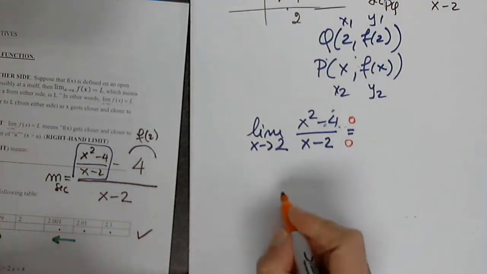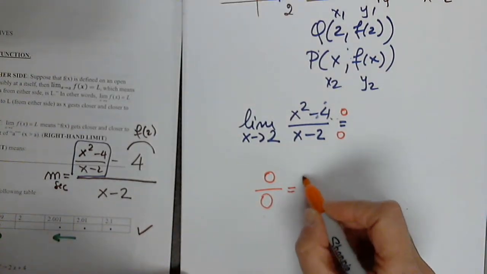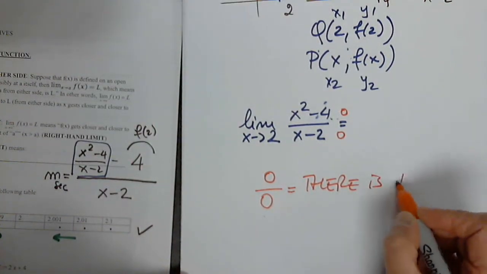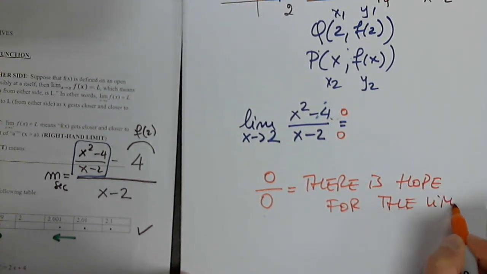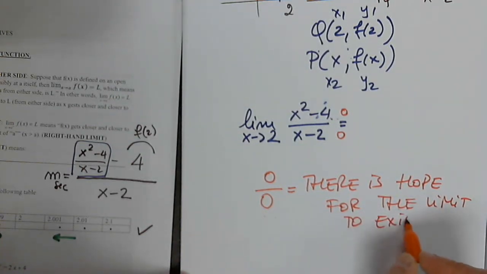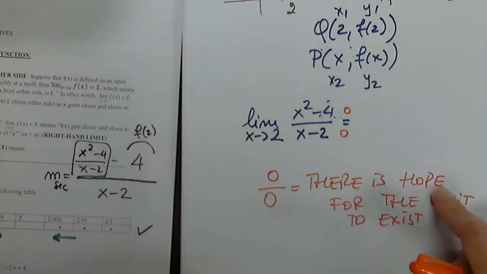If it is 0 over 0, I would like you to write this note. There is hope for the limit to exist. Because if I manage to remove the factor from the top and remove the factor from the bottom that creates 0 over 0, the limit may exist. I'm not guaranteeing. I'm not saying if it's 0 over 0, the limit will always be 5 or 3 or 10. No, I don't know that. But I'm saying there is hope.